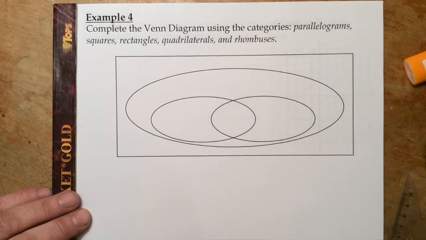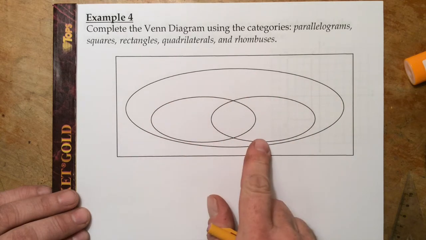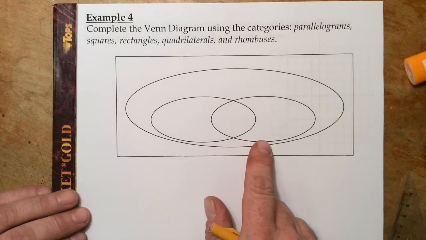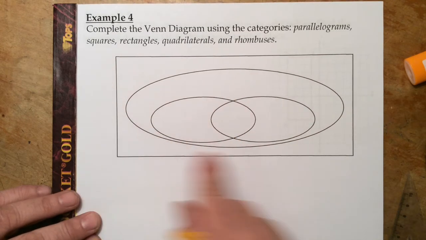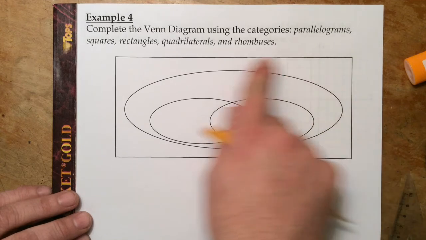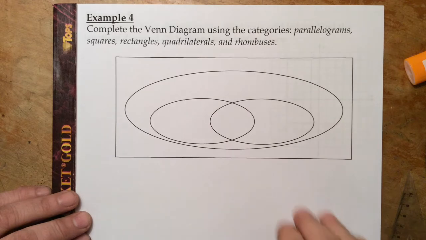Example 4. Complete the Venn diagram using the categories parallelograms, squares, rectangles, quadrilaterals, and rhombuses. In any Venn diagram, there are usually at least 2, sometimes 3 interlocking circles or sets. And a lot of times this outer rectangle is used, and sometimes it's not, but it's called the universe. Everything inside is called the universe. Everything out here would be outside the universe.